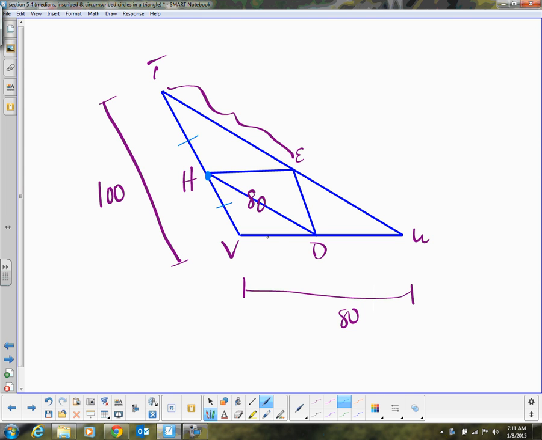Because D is a midpoint, we know this segment's congruent to this segment. And because E is a midpoint, we know this segment is congruent to this segment. So I want to know, I'll highlight, I need to know this segment right here. In order to get this segment, what will I have to get first? What do you think I'm going to have to get first?